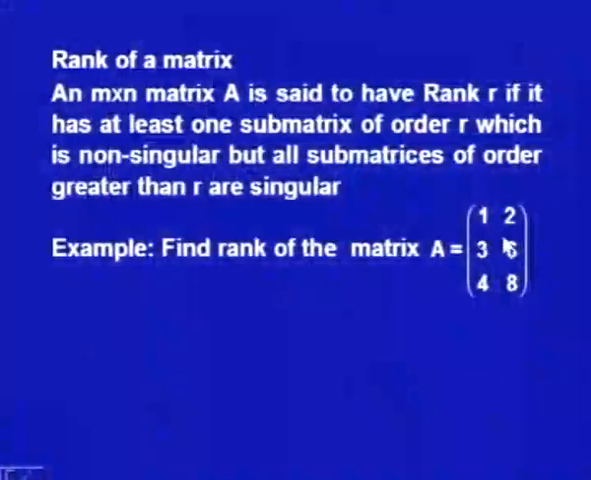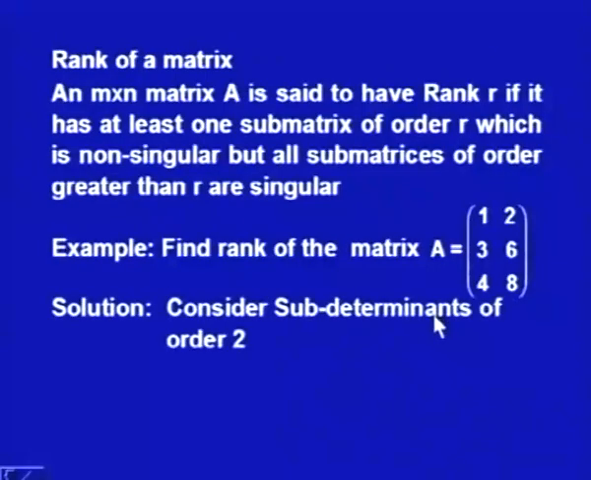I have a 3 by 2 matrix, that means 3 rows and 2 columns, and the rank of this matrix is to be obtained. To find the rank, I will first consider all submatrices of order 2. Matrices of order 3 are not possible for this matrix. So, I will start with submatrices of order 2.